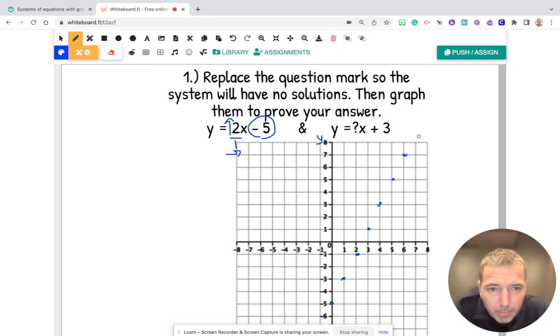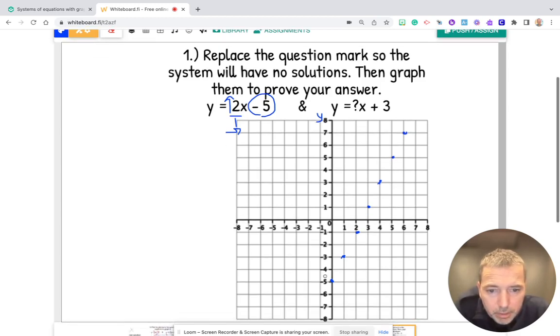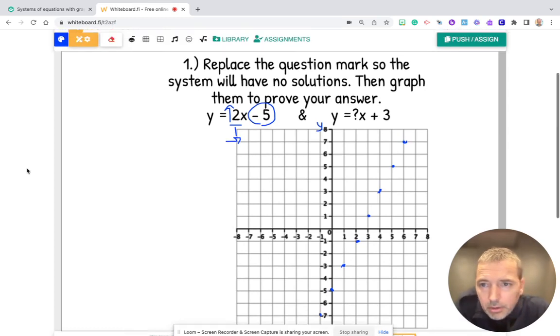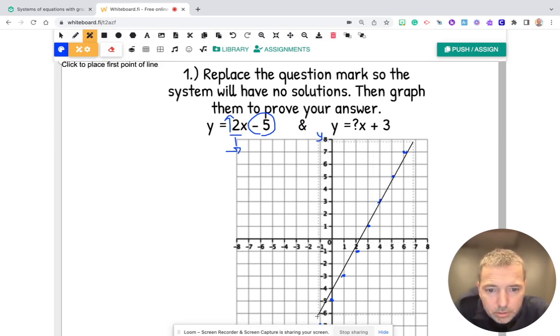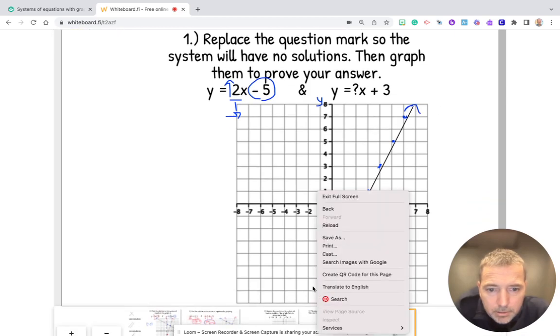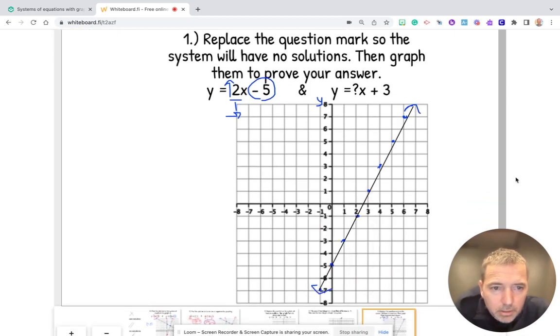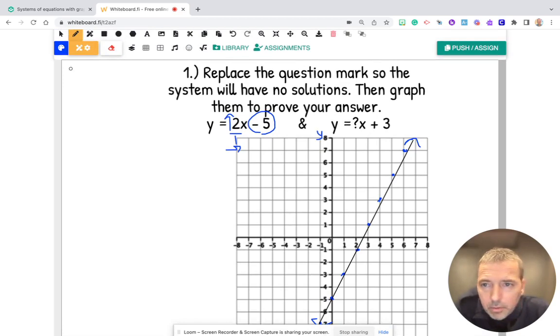Once I run out of room, I'm going to go back to my y-intercept and do the opposite. So it looks like I'm going to be going down 2 and left 1. So now that I got my dots on there, I'm going to make my line. Okay, so on the second equation, it has a y-intercept of +3.